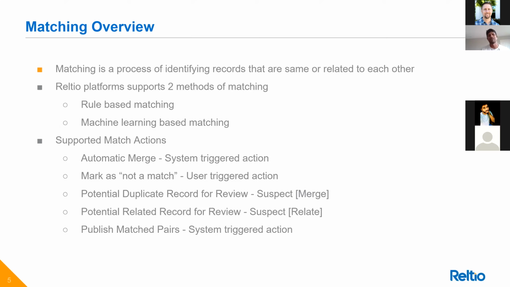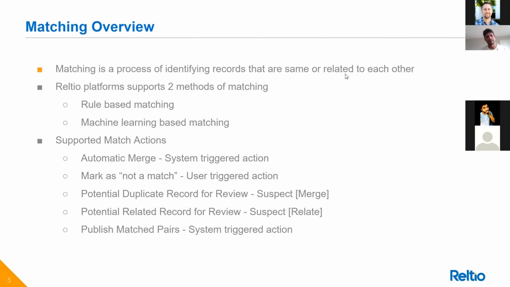Matching, as we all know, is the process of identifying records that are the same or related to each other. I've used the second use case here, related. Usually when people talk about matching, they talk about finding two records which are the same, duplicate records. In the Reltio platform, you can configure it to find records which are related as well. And we'll look at one example for this use case as well.